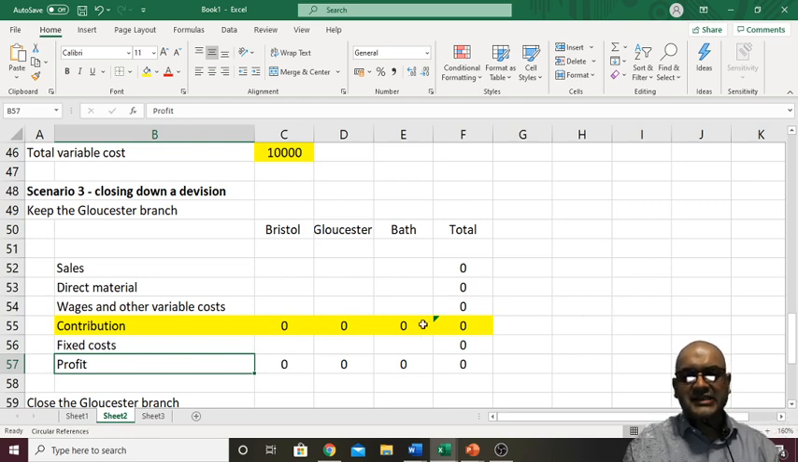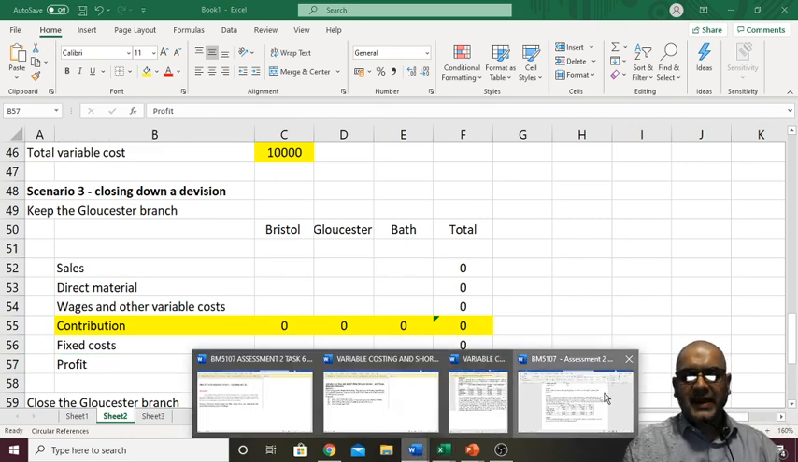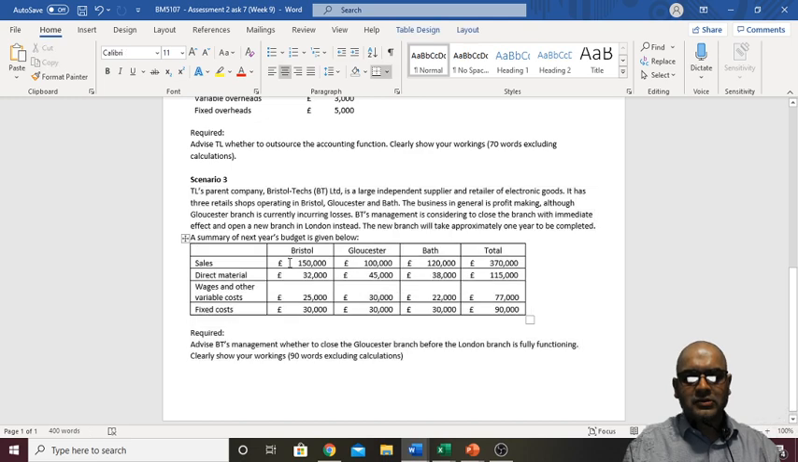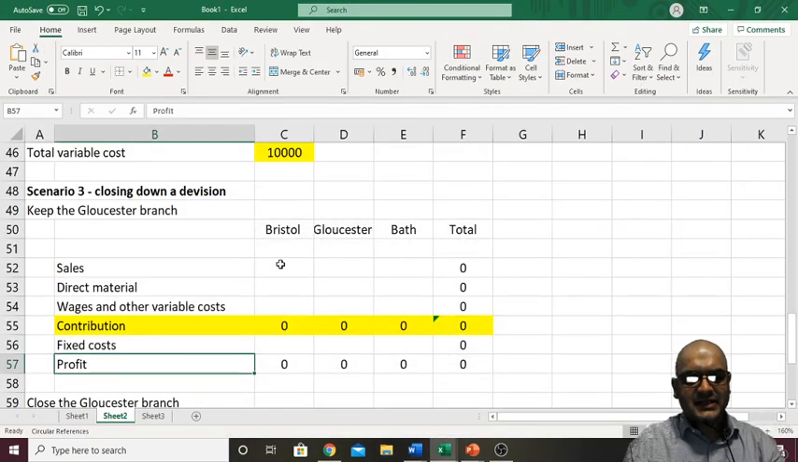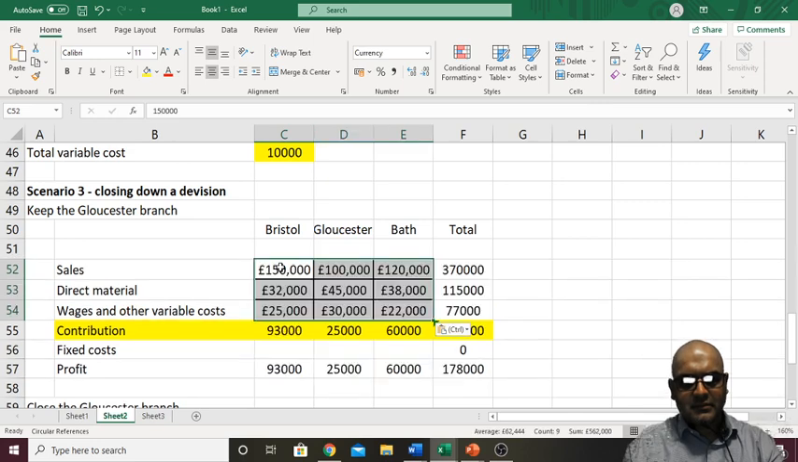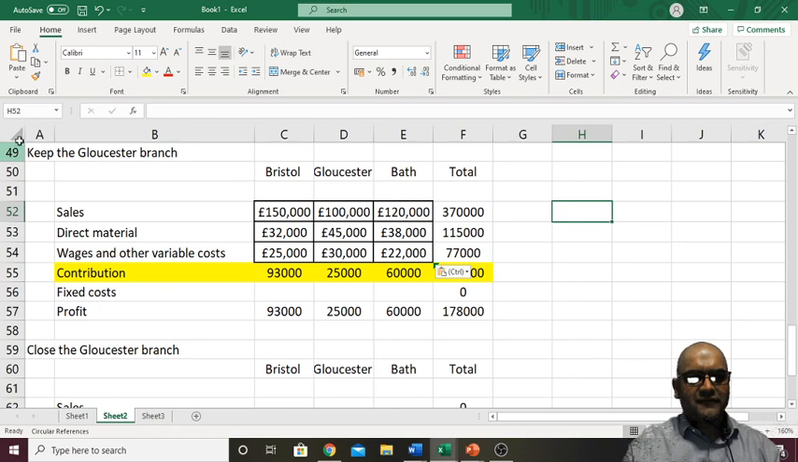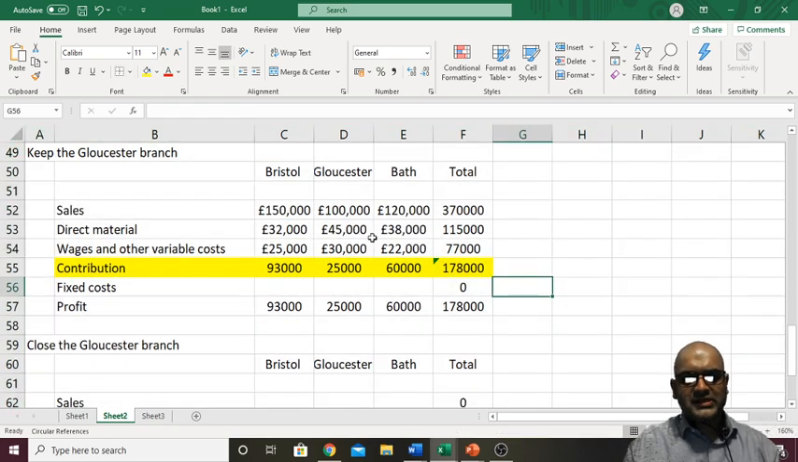So we can clearly see if the Gloucester branch or any of the branches for that matter provide positive contribution or not. I'm going to copy and paste figures from here. So let's do this up to the variable costs: sales, direct material, and wages and other variable overheads for 3 branches. Leave the total out. And let's get rid of any kind of borders.